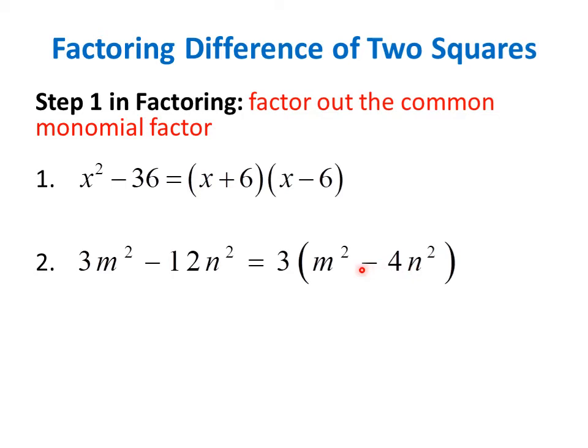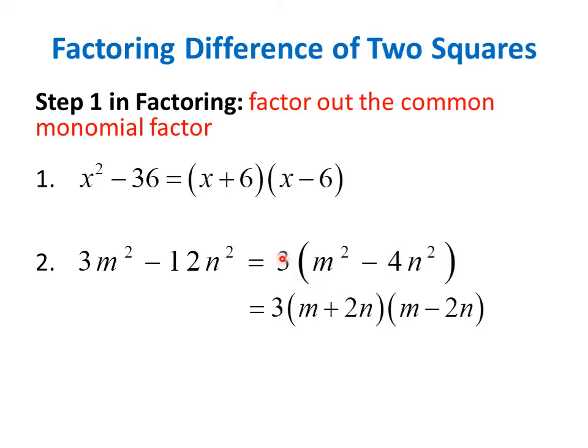The next question: is this binomial a difference of two squares? Let's check. So we have here minus for the difference. We can get the square root of this first term. We can also get the square root of the second term. So this is a difference of two squares.